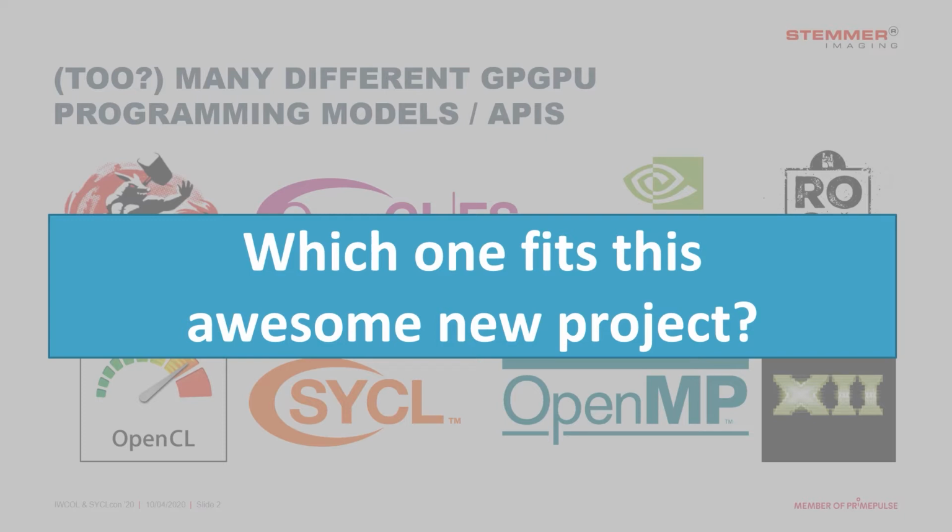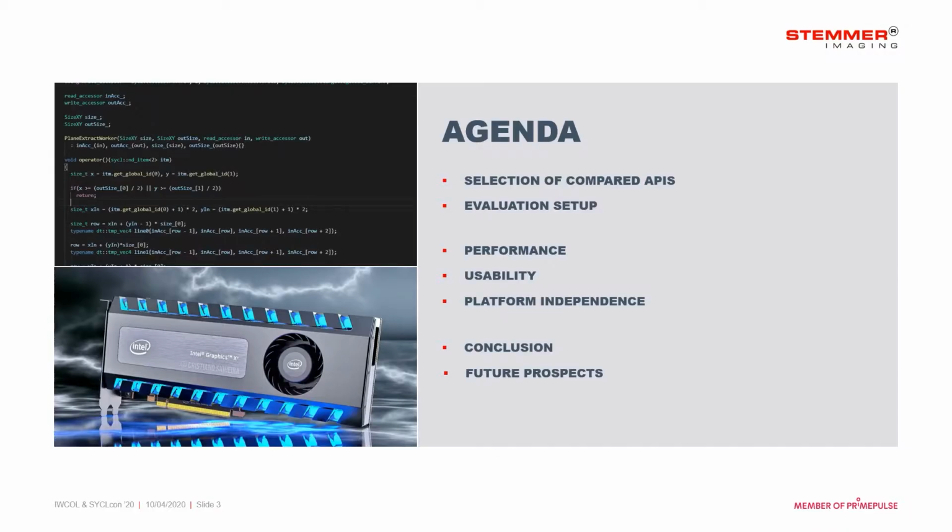Well, there's not one answer, but I will try to present you some metrics that you might find interesting and helpful in deciding which one to choose. So I'll first give you the selection of the 4 APIs I will compare, then I'll present you the background of the test project I set up, and afterwards I will compare those 4 APIs on the 3 metrics: performance, usability, and platform independence, and then I will conclude.